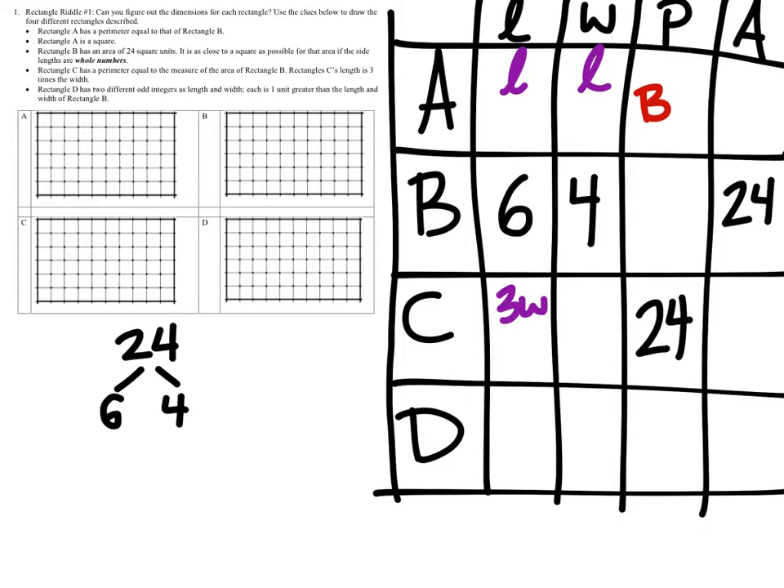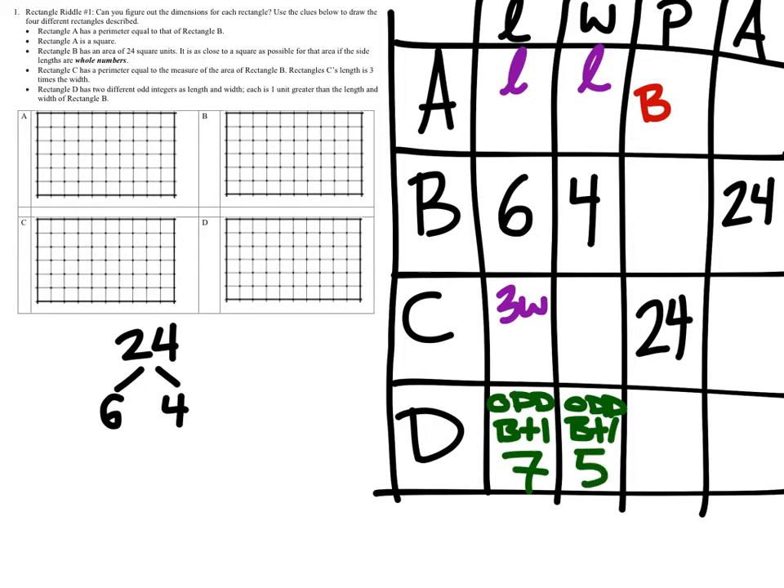Rectangle D has two different odd integers as length and width, so this is going to be odd, and this will be an odd number for its length and width. Each is 1 unit greater than the length and width of rectangle B. So that means it's going to be B plus 1 for both. And do we have the length and width of rectangle B? Yes, sure we do. By the way, that means that the length and width of rectangle B would have to be even, and they are. So 6 plus 1 is 7, and 4 plus 1 is 5. All right, now that is all of the clues.